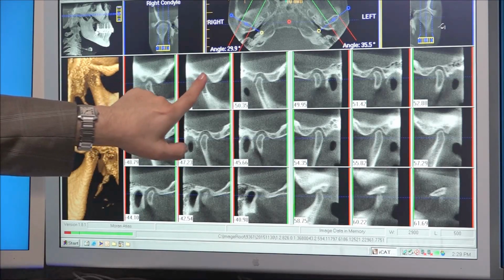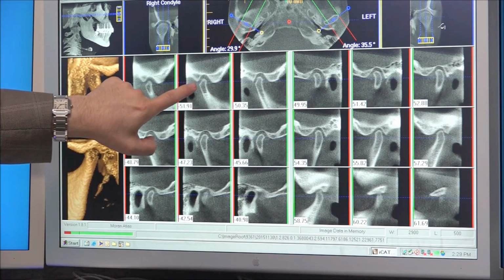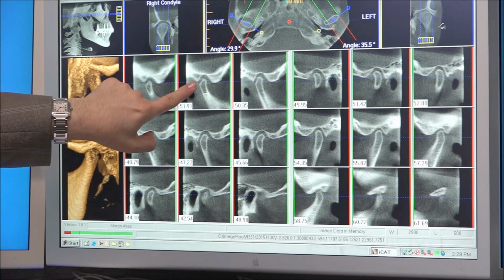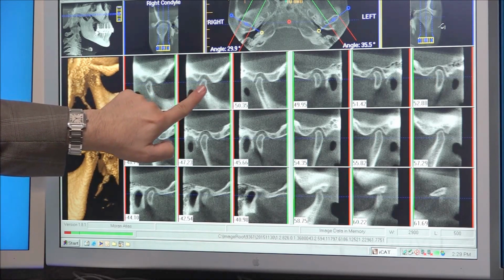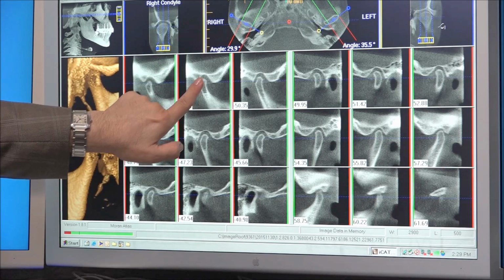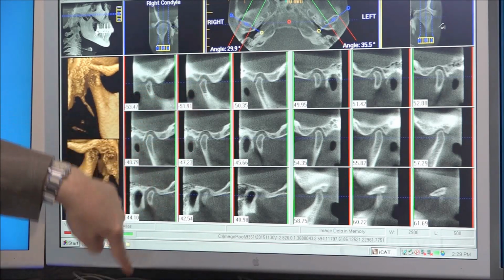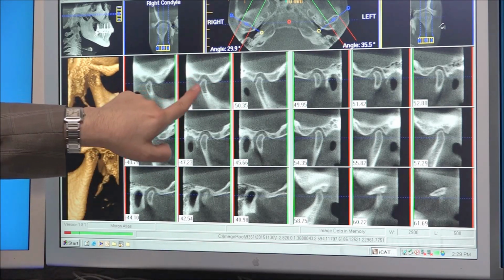If this disc slips forward and stays there, the tissues that are at the end of the disc and are very sensitive get stretched over this. And then when this condyle moves up a little bit, it'll put pressure on those tissues. And that's where the pain comes from. The capsule itself cannot sense pain.